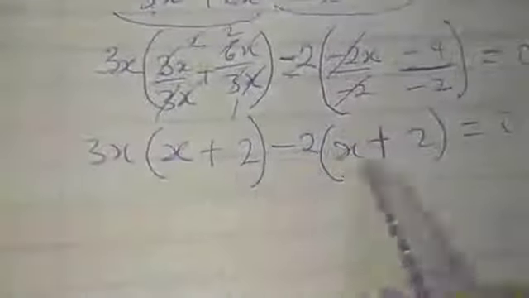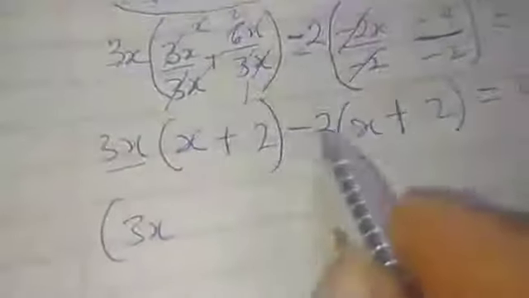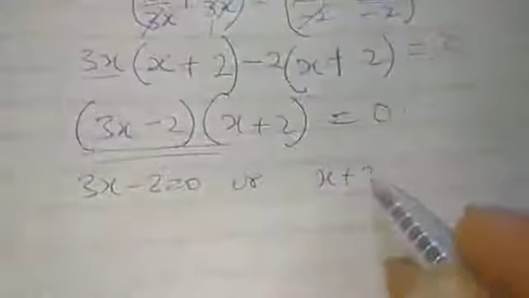When you get to this level, you observe that these two will be common. So from this level, you take this 3s, you take this minus 2, and you take any of these two, s plus 2 equal to 0. So you have factorized this quadratic equation already. You have factorized it. From this place, you will just say that 3s minus 2 equal to 0, or s plus 2 equal to 0.